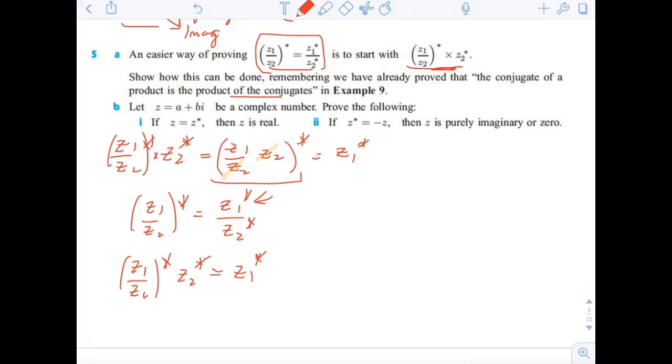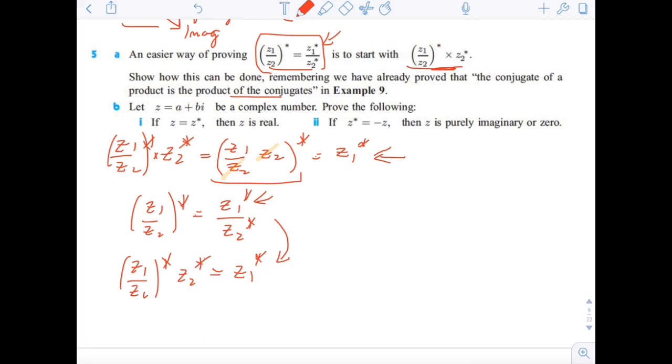Once we have that, we have the relationship that we showed at the beginning, which we know is true. Okay, so basically we've taken the original expression and we've converted it into this expression, which we know is true. So we know we've proven it.